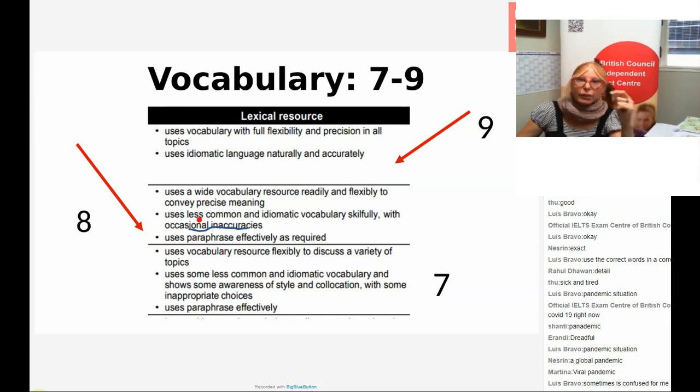Okay. I mean, obviously, a 9 is extremely high. Not everybody is a 9. They want to just get over a 6. So just to show you anyway, the other feature is that you can use idiomatic language naturally and accurately. Okay, so who can give me an example of an idiom?